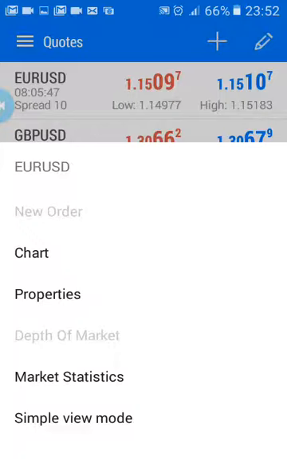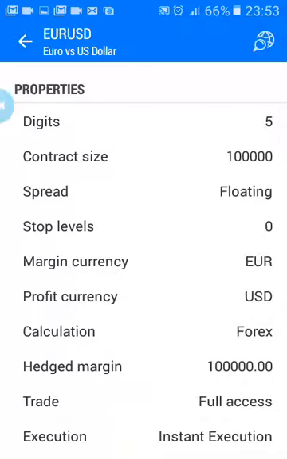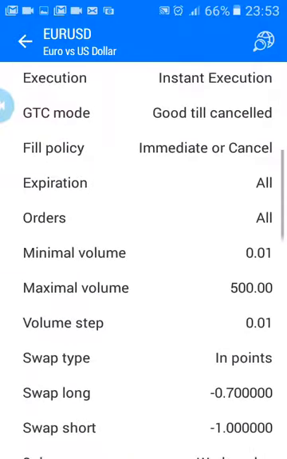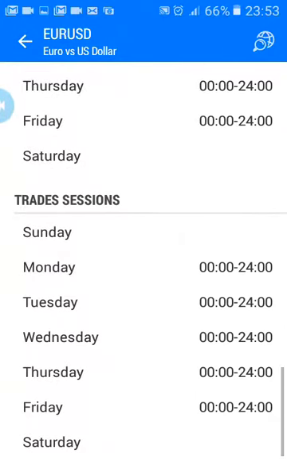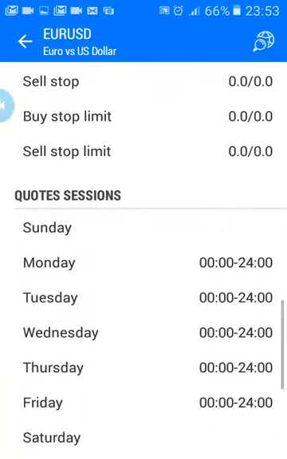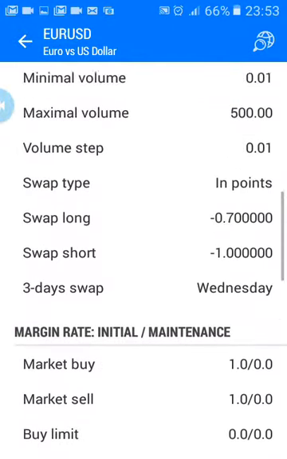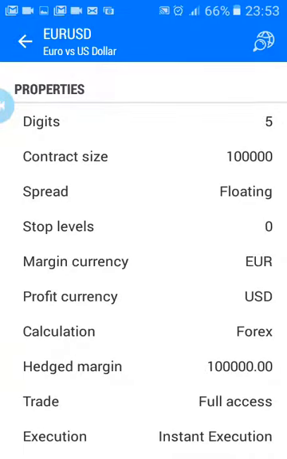So for now, I can view the chart, I can view the properties, market statistics, simple view mode. I can change the mode of this coding folder here. So now I want the properties. I want to know what EURUSD stands for. So I'll press the properties. Oh man, look at that. It will give me all the details of the trade sessions and so on, how to trade this, the limits and things like that. But I was looking for it to tell me this currency is the euro and the US dollar. Look it up there.